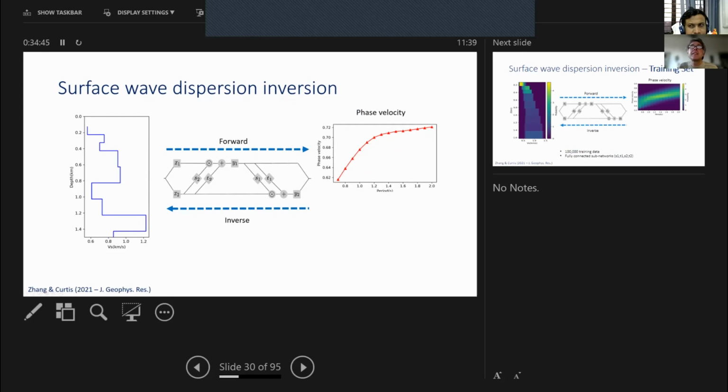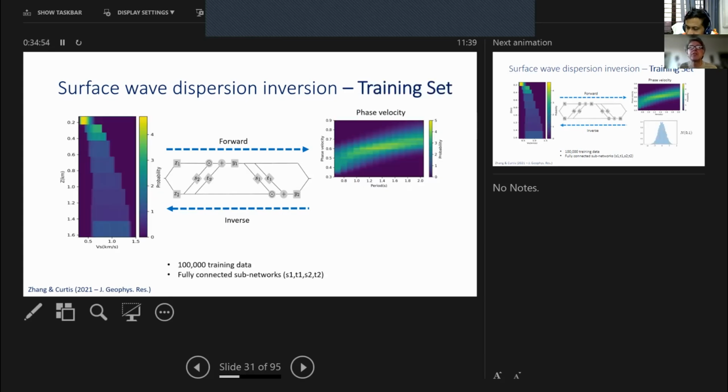These are going to be training examples that we show to the network. We're going to take lots of those, in this case 100,000 training examples of pairs of input and output, distributed according to this prior distribution on the left, which maps onto the distribution of phase velocities on the right. Now, in order to train the network, we have to add our random variables.